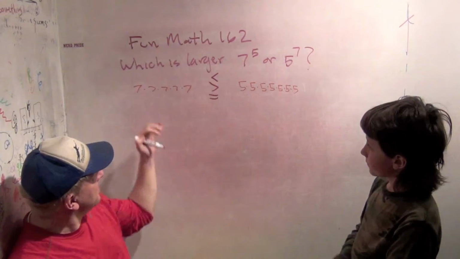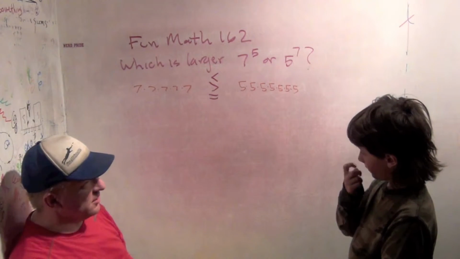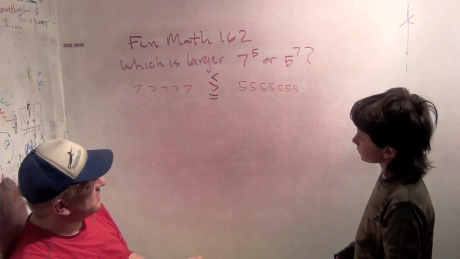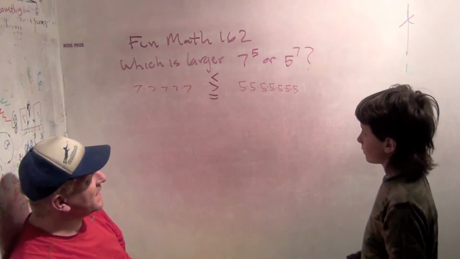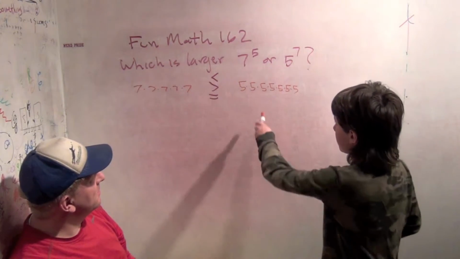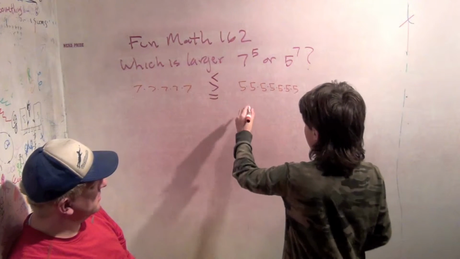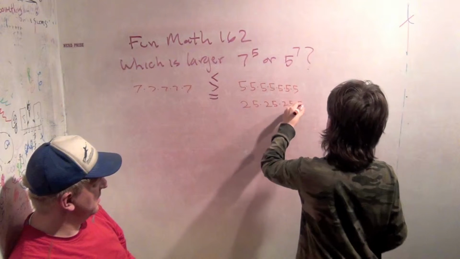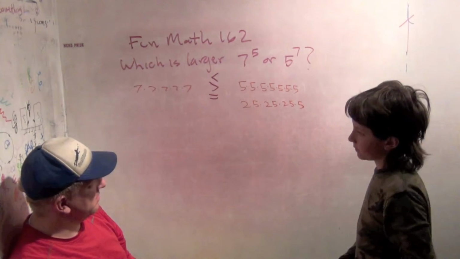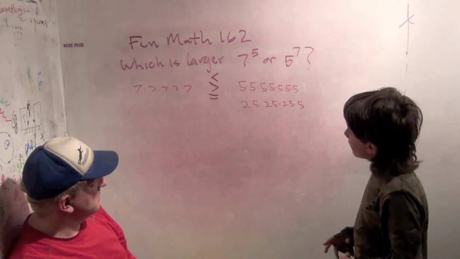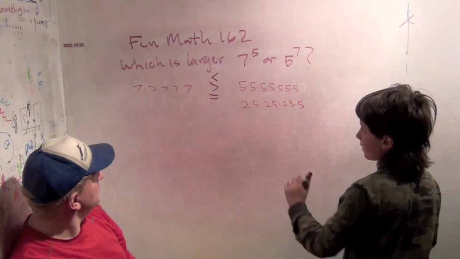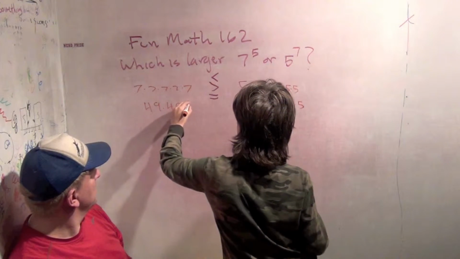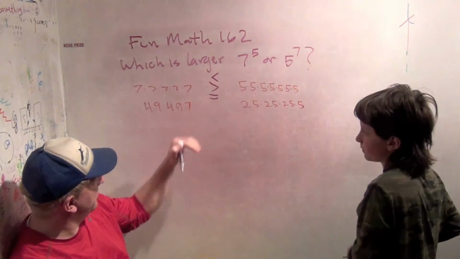Okay, so now this isn't so obvious as to what to do here, right? How can we play around with this one? This one turned out to have a lucky thing we could do. We could simplify this one a bit, and that one a bit. So what is that one? 25 times 25 times 25 times 5. And this one is 49 times 49 times 7.